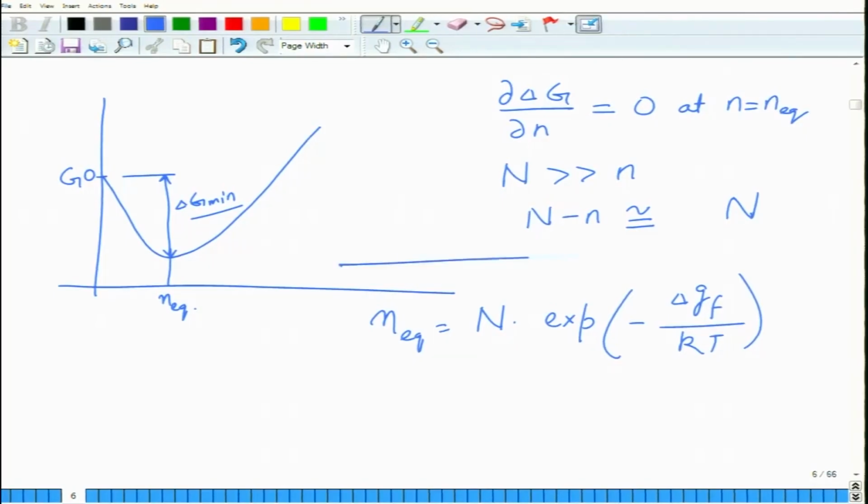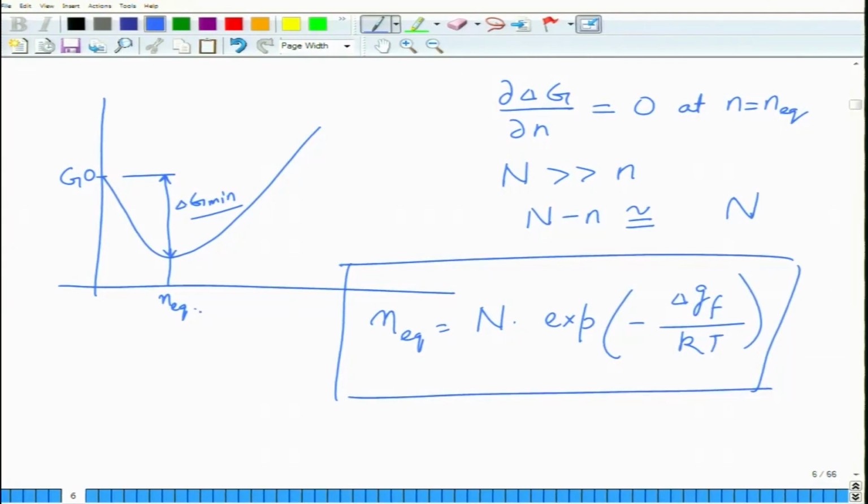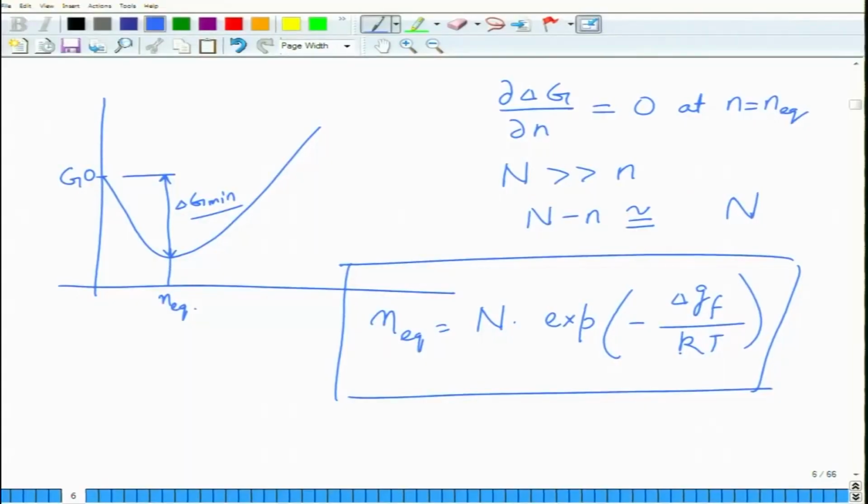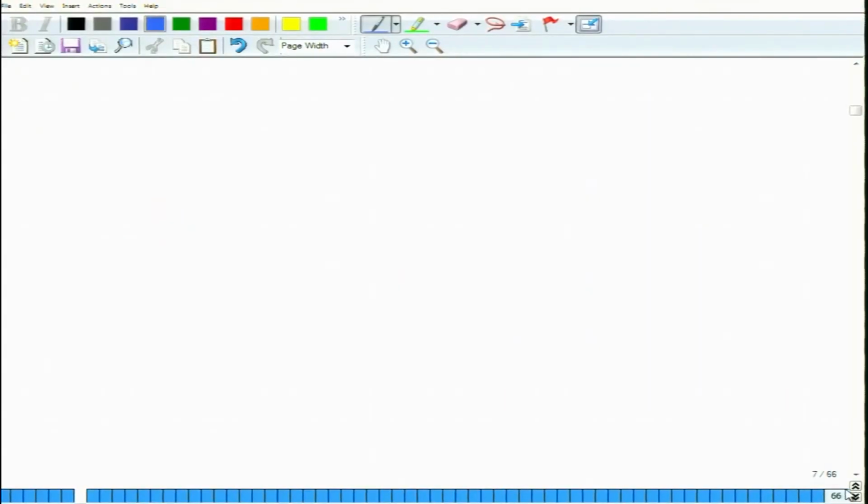This is the equilibrium concentration of vacancies that we calculate, which means this expression shows that the higher the energy of formation of vacancy, the smaller will be the vacancy concentration. The higher the temperature is, the larger the vacancy concentration will be; the lower the temperature is, the smaller the vacancy concentration will be. And that is why different materials show different vacancy concentrations.